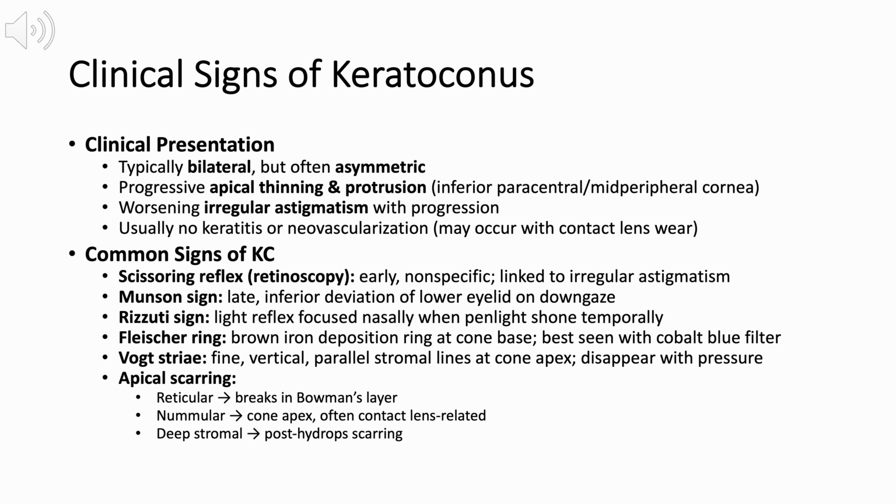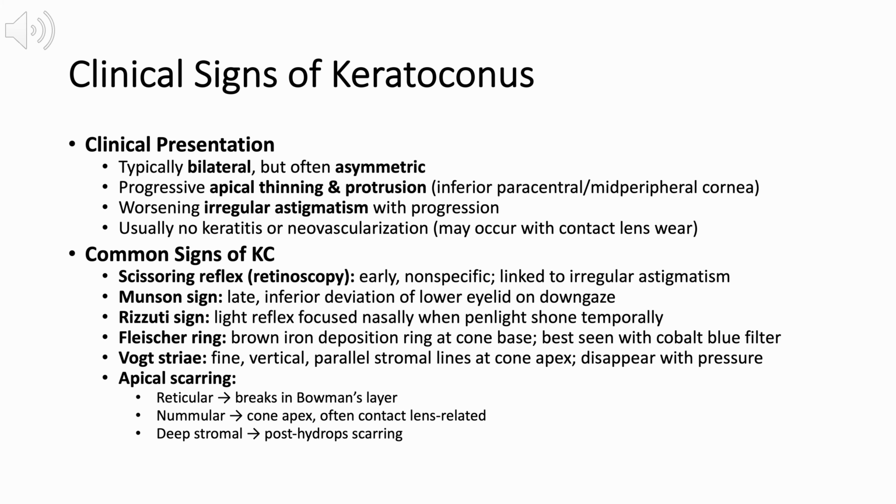Several clinical signs are characteristic of this condition. The scissoring reflex observed during retinoscopy is often one of the earliest but nonspecific findings, reflecting irregular astigmatism. In more advanced disease, the Munson sign may appear, where the lower eyelid contour deviates inferiorly when the patient looks downward, due to the cone-shaped cornea pressing against it. Another useful sign is the Rizzuti sign, where a pen light shown temporally produces a cone-shaped nasally focused reflex.